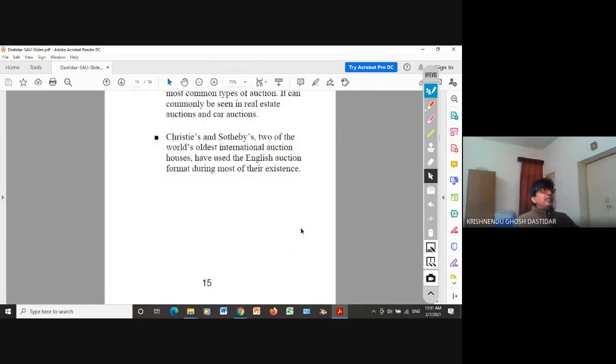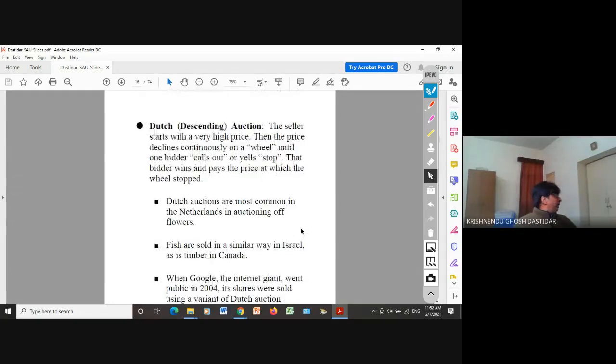Now, the fourth kind of auction is called a Dutch or a descending auction. Here, as the name suggests, it originated in Netherlands. That's why it's called a Dutch auction. The seller starts with a very high price. For example, if I'm the seller, I'll say, okay, this is the price. Is anybody willing to buy it?